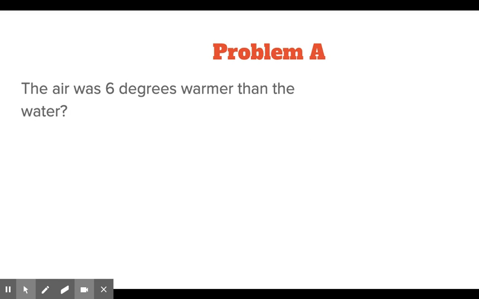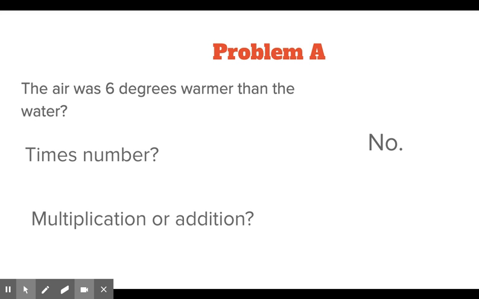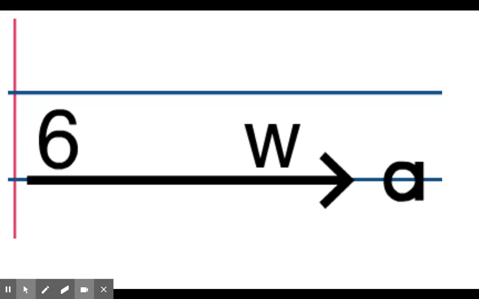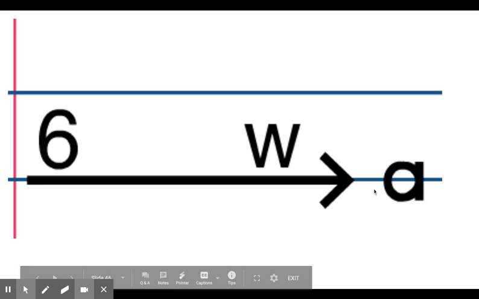The air was 6 degrees warmer than the water. It's a hot summer day. Air is 6 degrees warmer than the water. So let's go ahead. Is there a times number? No, there's no times number. So does that mean it's multiplication or addition? That means it is addition. That's an addition problem. So if you were going to write it out, it would look a little something like this. 6 degrees plus water tells us air. All right, let's find out the next one.